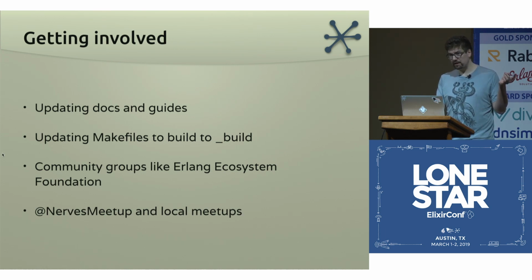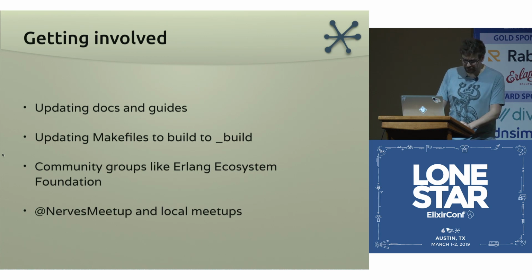There's also a Nerves meetup group. You can check it out on Twitter at Nerves Meetup. It's a remote meetup, so you don't have to go anywhere. You can just hook onto this call that comes out periodically, and we all get together and talk about projects we're working on and try to help each other out. And get involved in your local meetups too.